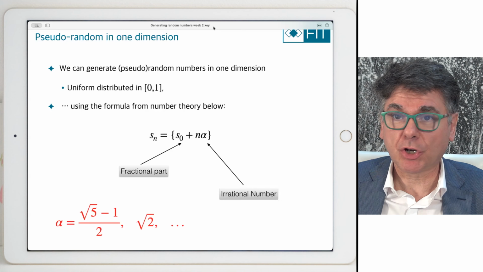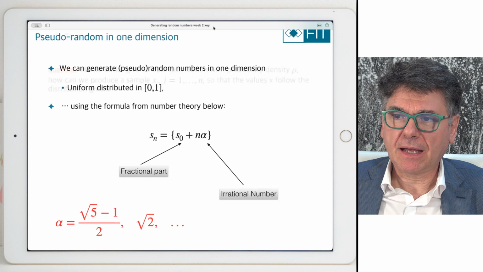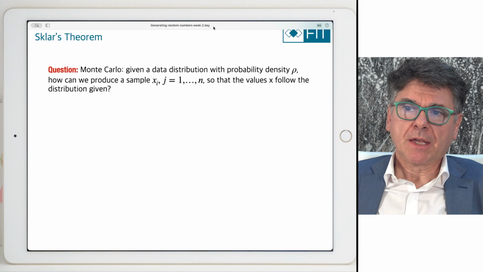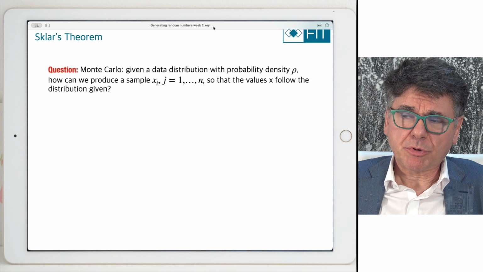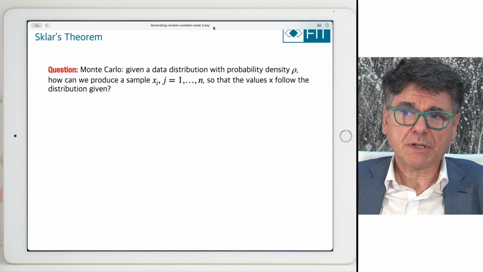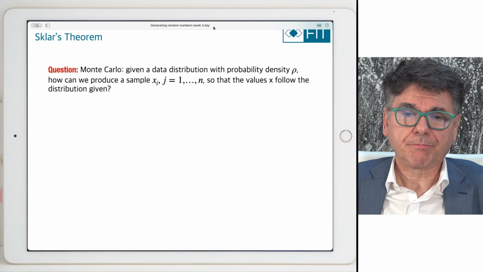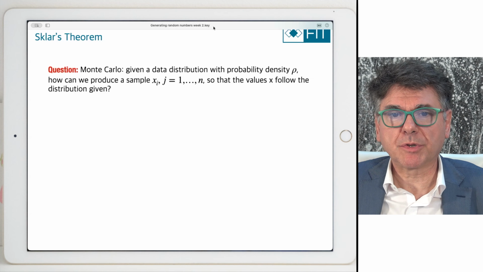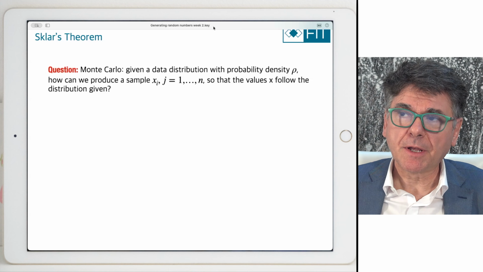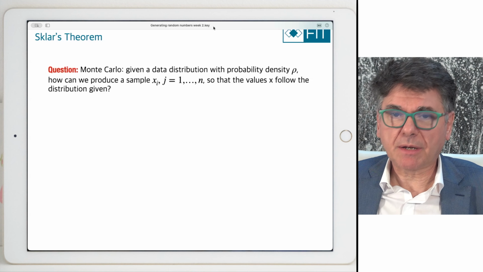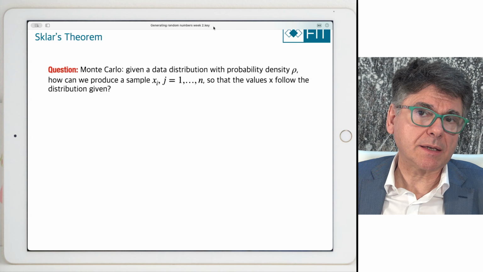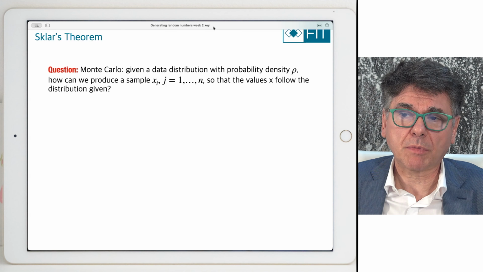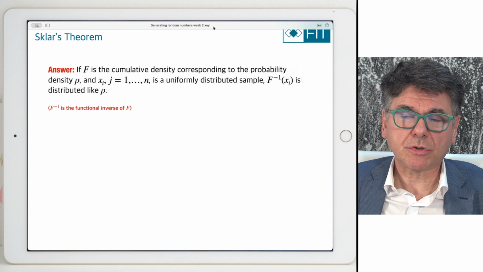Now these numbers are not random; they are pseudo-random, but we're still going to use them to address this important problem. This is the Monte Carlo problem. Given a data distribution with a probability rho, how do I produce a sample that follows that distribution? That's the problem. I just did it for the uniform distribution. I didn't tell you why. That's coming. But we can take this question and make it more general: if I give you an arbitrary distribution, not necessarily uniform, how can you generate numbers which are distributed accordingly?